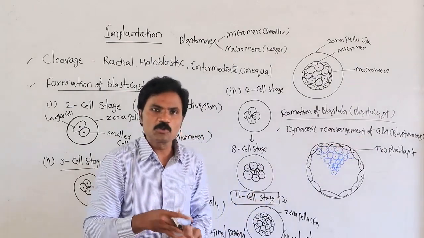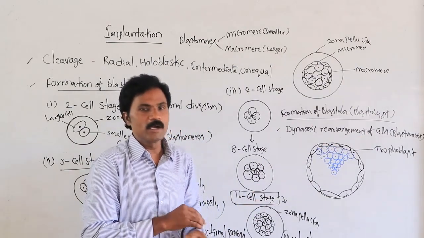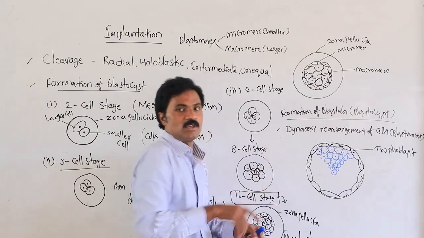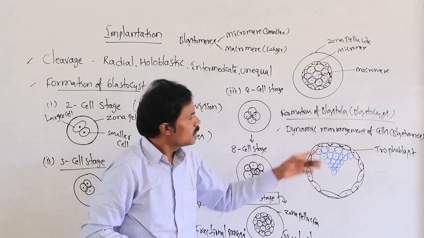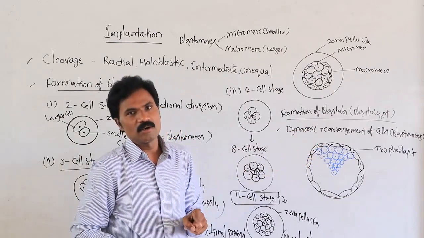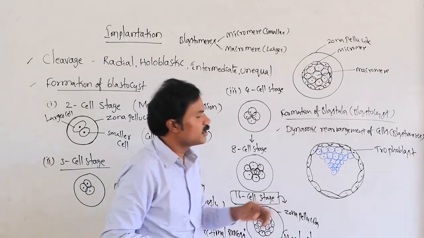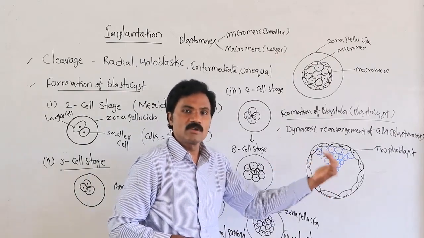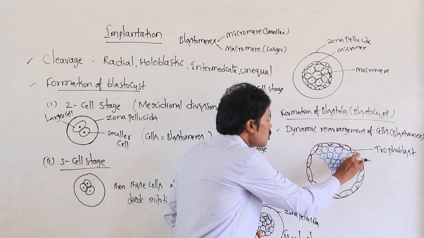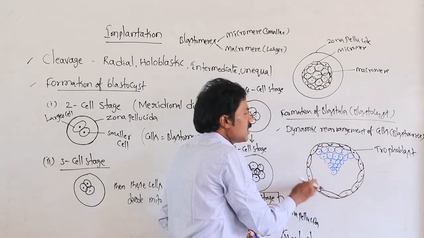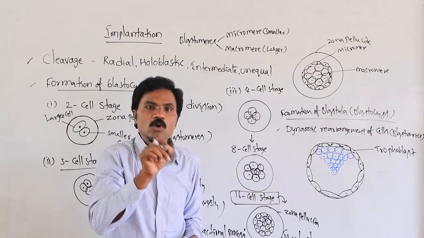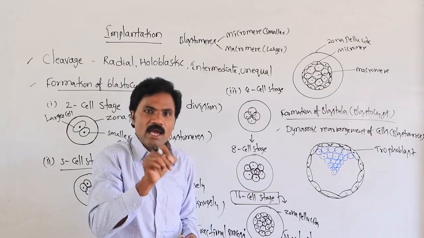What is the meaning of trophos? Trophos means to feed. Why? Because exactly after the fourth day after fertilization, the blastocysts are ready to attach to the wall of the uterus. This outermost layer of flattened cells is the trophoblast. What type of cells? Micromeres, that means microblastomeres, are converted into trophoblast.